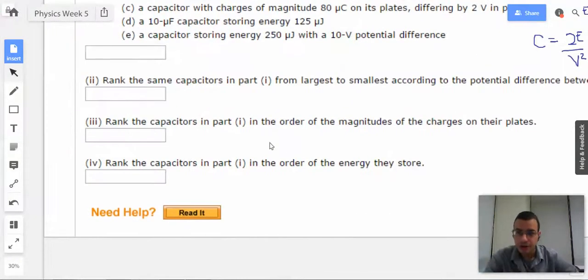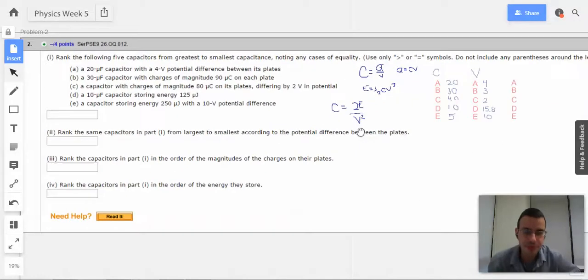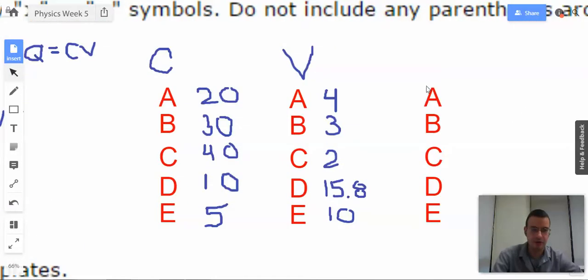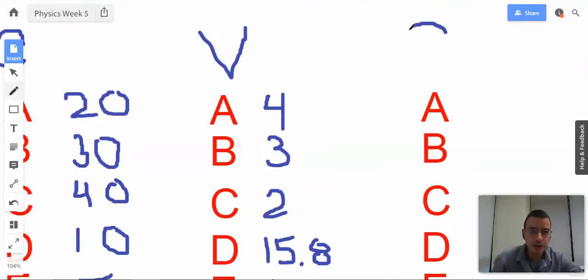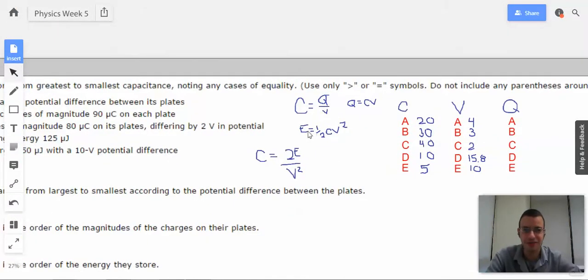All right, so rank the capacitors in order of magnitude of charges. So now we're talking about coulombs here. Be careful with coulombs because the coulomb symbol, C, looks like the capacitance symbol C, so just keep that in mind in life. So we have a Q. My favorite thing about Q is that in cursive it looks like a giant 2.